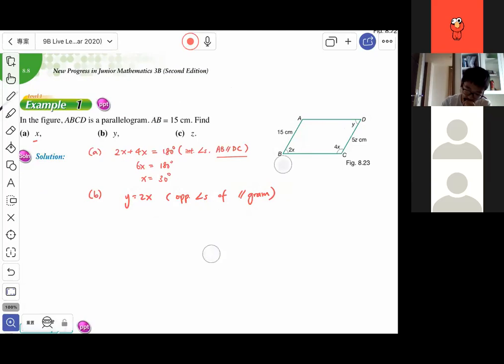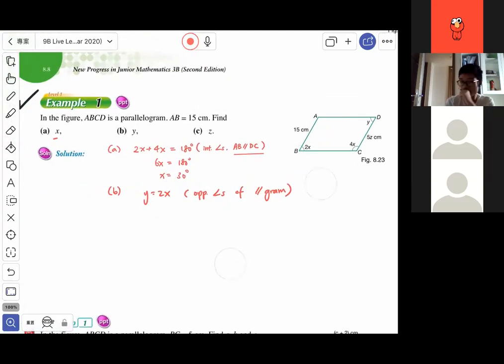Here I want to clarify one thing. Maybe some of you will ask me, do we need to write angle ADC equals angle ABC? Do we need to write this for proving? You think yes or no? This is a good habit, of course, but only for proving questions. Yeah, only for proof questions we must write that.